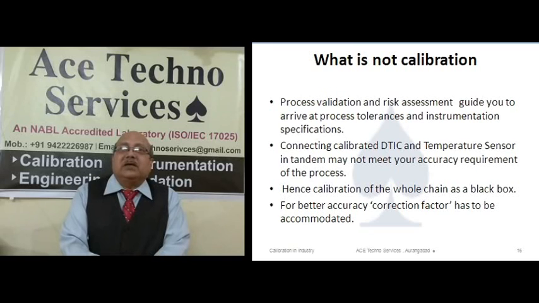Now, connecting a calibrated DTIC and temperature sensor in tandem may not meet the accuracy requirement of your process. That's what we had talked about earlier also. Hence, calibration of the whole chain as a black box has to be done for better accuracy. For better accuracy, a correction factor has to be accommodated whenever you set the temperature set point. This is what was not calibration.